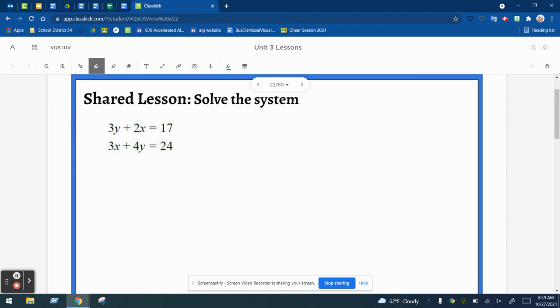Okay, got another one here. I have 3y plus 2x equals 17, and then I also have 3x plus 4y equals 24. You can see what's wrong here: my y is not lined up with my y. My x is not lined up with my x, and I do not have opposites. I don't have a positive and a negative. So let's start by lining them up.